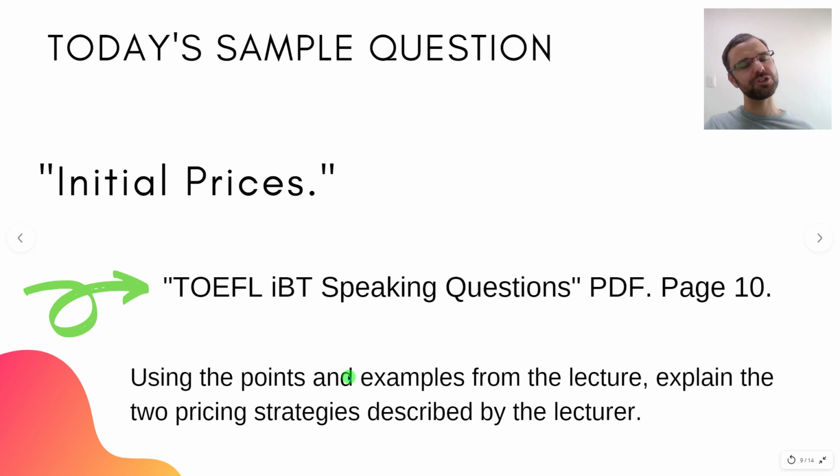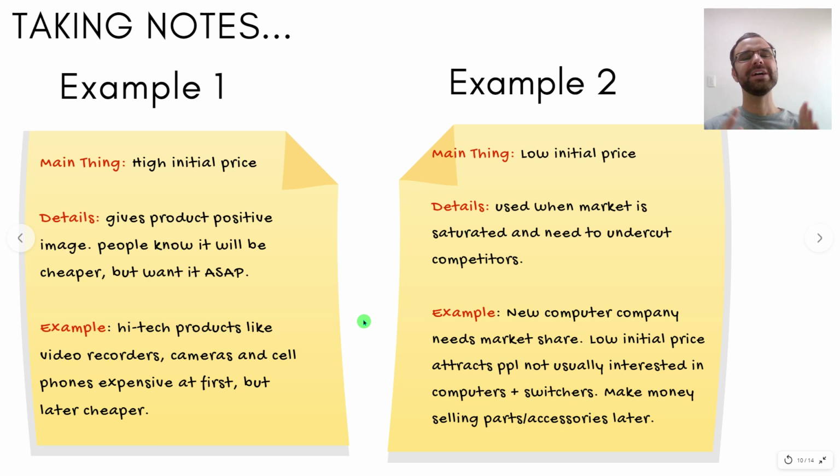For the record, the question prompt in this case goes like this. Using the points and examples from the lecture, explain the 2 pricing strategies described by the lecturer. So, taking notes. Now, a couple things I want to emphasize most of all about taking notes for this question. First up, the most important thing you've got to take notes from are the 2 examples. So those sentences at the beginning where the lecturer introduced the topic are somewhat less important. Most of your notes are going to come from the 2 examples that are mentioned in the lecture.